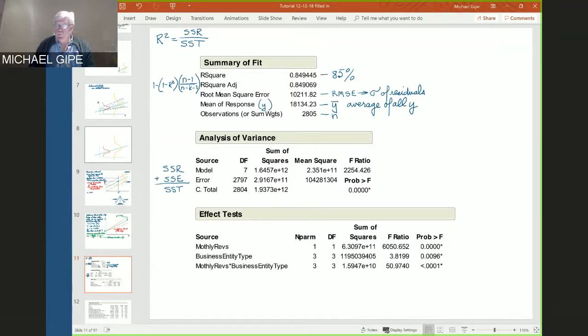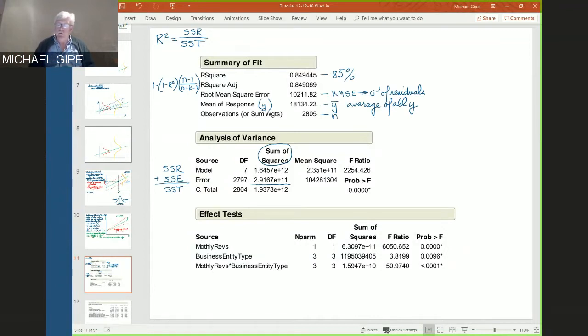Skipping over 2 columns, we have the column called sum of squares. Well, that's SSR, SSE, and SST. And if we take them and add the first 2 lines up, we should get the bottom line. And you can go ahead and plug those into your calculator. It should come out exactly right.